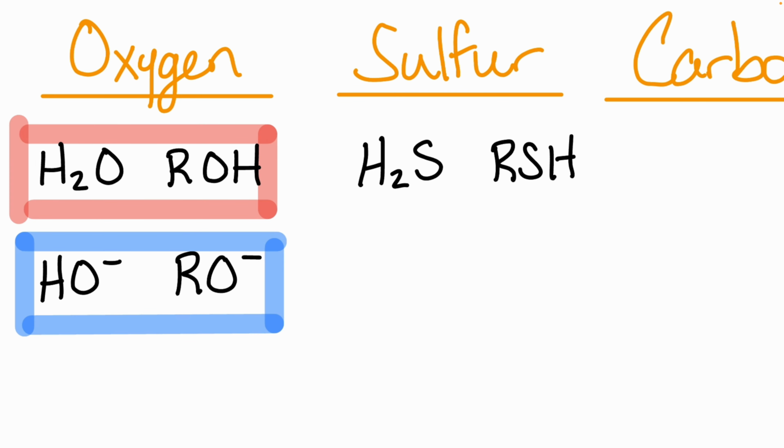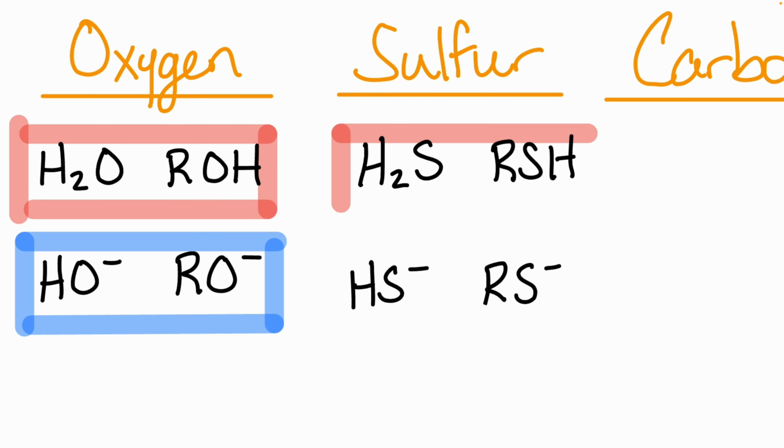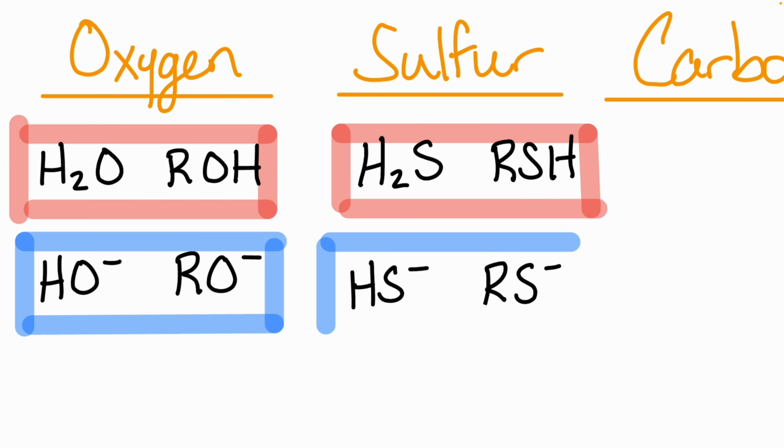All right, we could play the same game with sulfur: dihydrogen sulfide, or a thiol, or we could deprotonate it, that hydrogen sulfide ion, or that alkyl sulfide ion. All right, which of these are going to be acidic? The neutral ones. And which of these are going to be basic? The negatively charged ones.